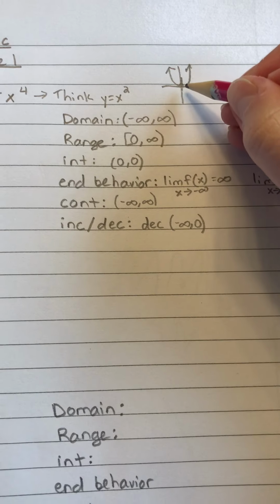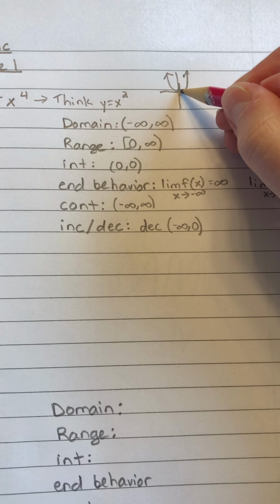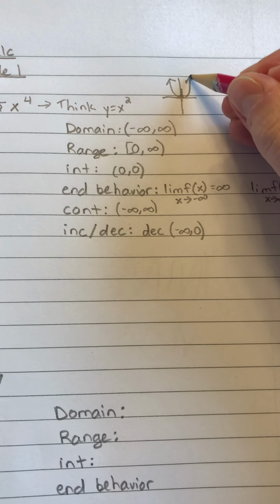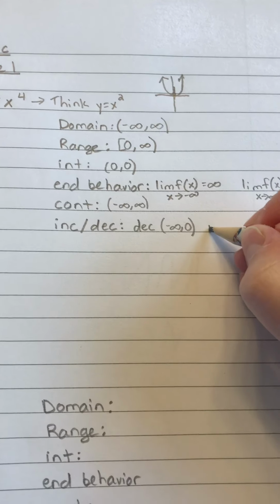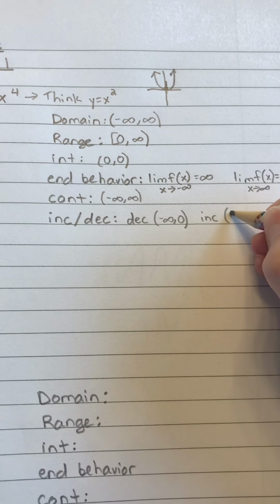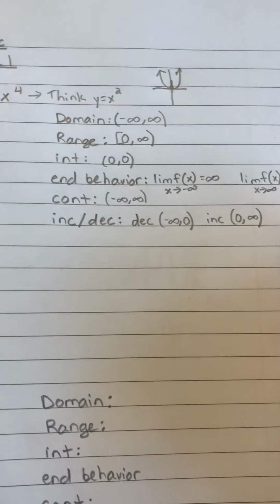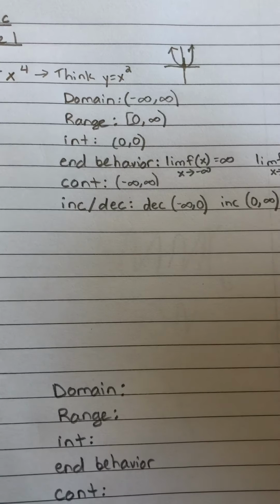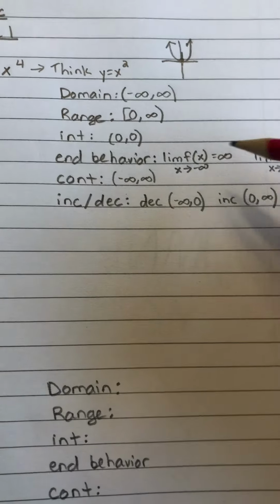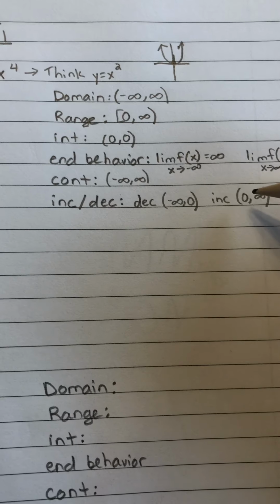Then I would go ahead and say, if I picked up here, what am I doing as x is getting larger? My y value is increasing. So you're increasing from 0 to infinity. You're going to use parentheses on these. I've seen it done both ways, but you can't really increase or decrease on a specific point. So your answer should just be in parentheses.